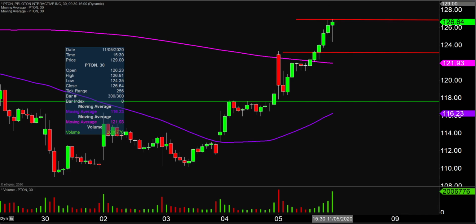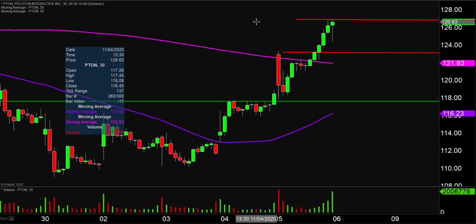But, doing my best here. These are going to be the main levels to watch moving forward. So let's see how PTON plays out after the earnings have come out.